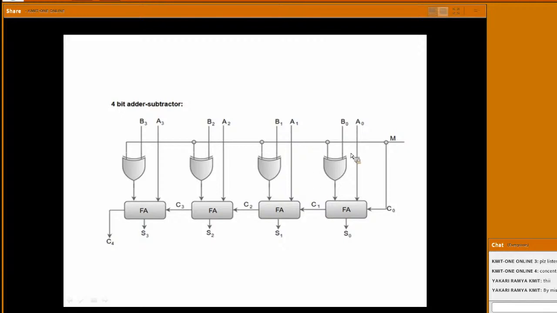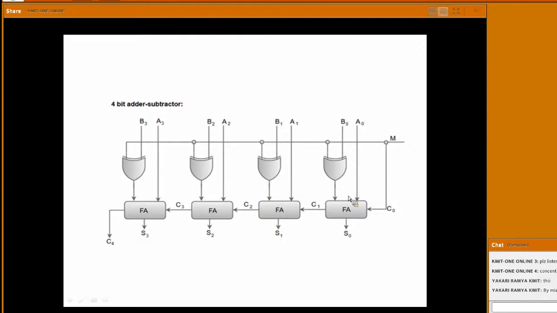Along with the full adder, we are going to use the XOR gate, one more basic gate. So one input to the full adder is the direct input. That is, the bits of the register A are given as the direct input to the full adder. A0 is the input to the first full adder, then A1, A2 and A3. Next, the second input to the full adder is the output of the XOR gate.